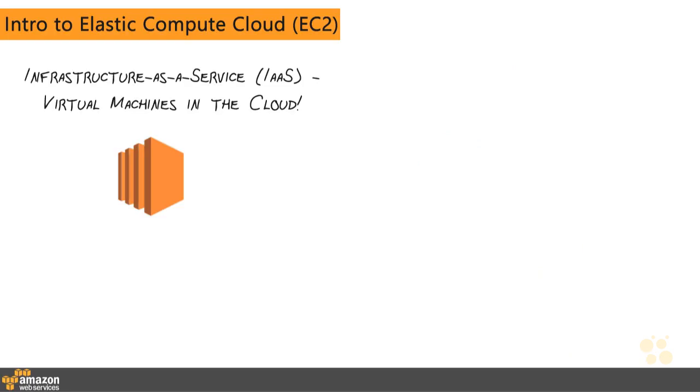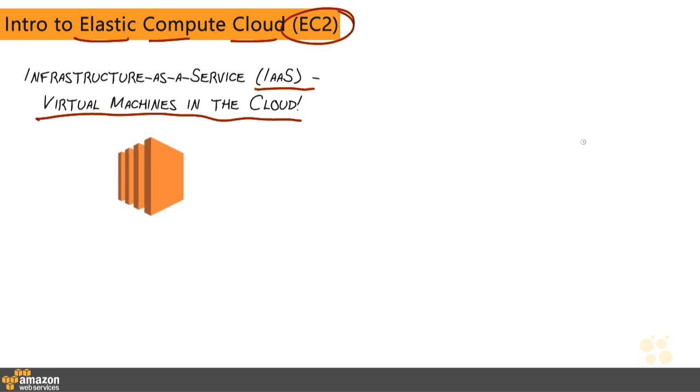When you get started with Amazon Web Services, one of the easiest features to get your head around is going to be their Elastic Compute Cloud, also known as EC2. And the reason for that is EC2 is virtual machines in the cloud. That's all it is. It's just virtual machines that you spin up on Amazon's infrastructure. We call this Infrastructure as a Service, or IaaS.